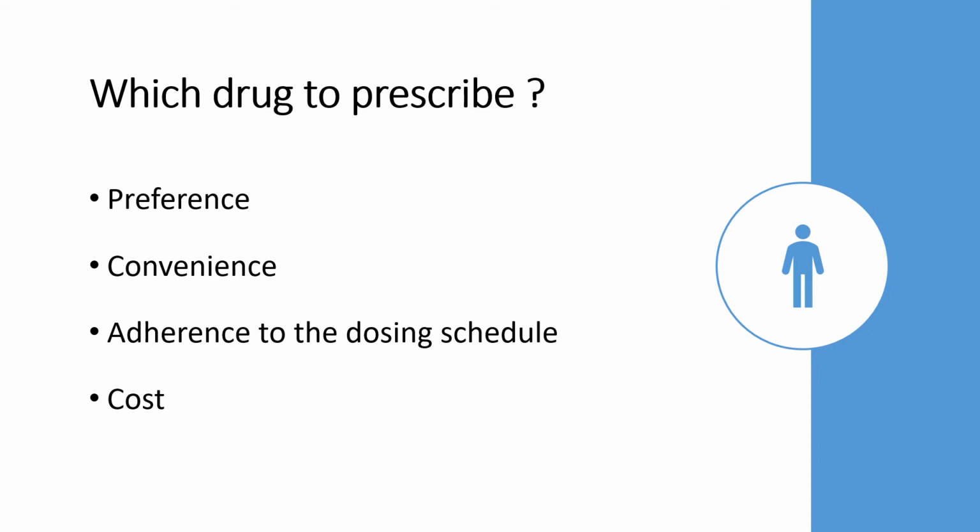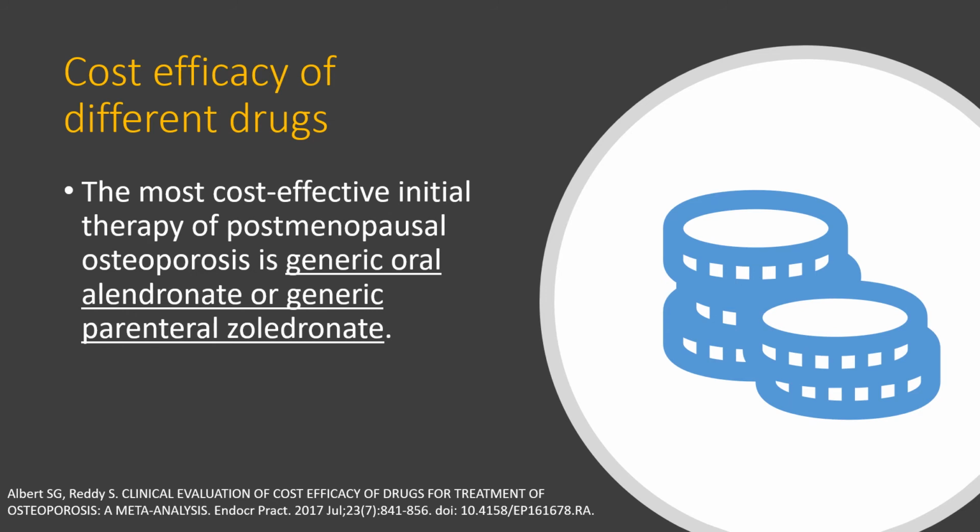Cost is another issue. For example, in case of zoledronic acid, it is supposed to be the most costly. Then again, in case of teriparatide, it's a very costly hormone. So you have to discuss all these things with the patient before you prescribe.